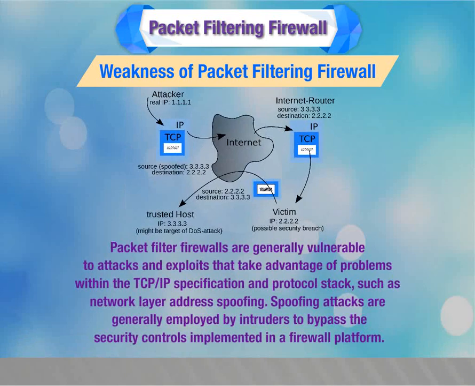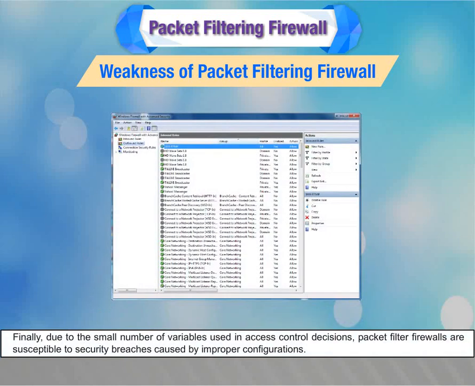Packet filter firewalls are generally vulnerable to attacks and exploits that take advantage of problems within the TCP/IP specification and protocol stack, such as network layer address spoofing. Spoofing attacks are generally employed by intruders to bypass the security controls implemented in a firewall platform. Finally, due to the small number of variables used in access control decisions, packet filter firewalls are susceptible to security breaches caused by improper configurations.